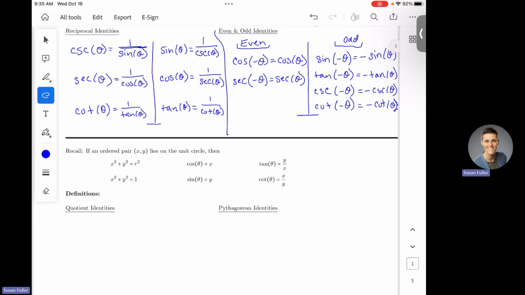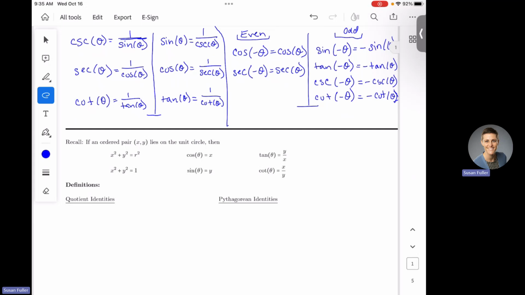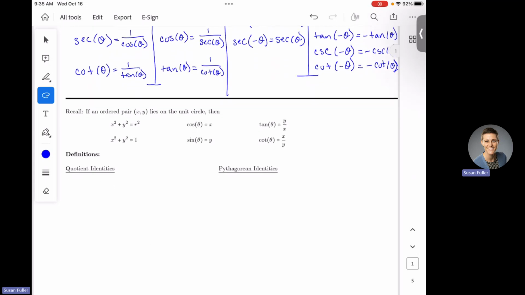All right, we're going to get 2 more sets of identities here. And these come from our knowledge of the unit circle. And remember that if we have an ordered pair, x, y, if it's on the unit circle, then it has to satisfy the equation of a circle, which is x squared plus y squared equals r squared. And because it's a unit circle, that means our radius is 1. So this is the one that's always true on the unit circle. So any ordered pair on the unit circle has to satisfy this equation.